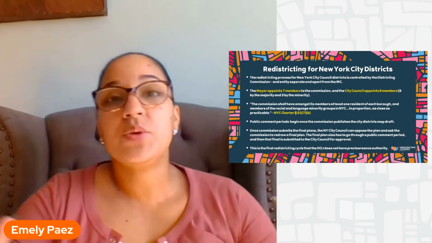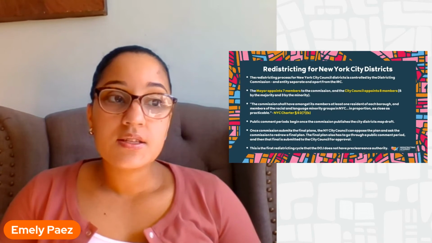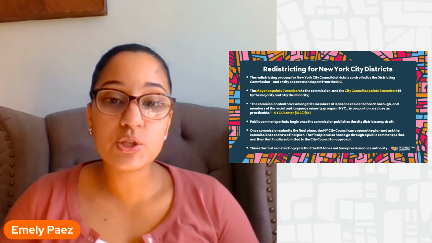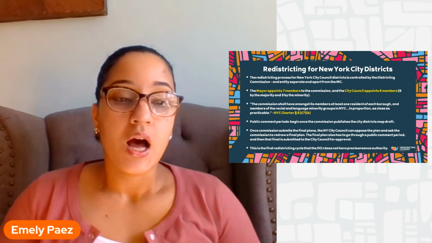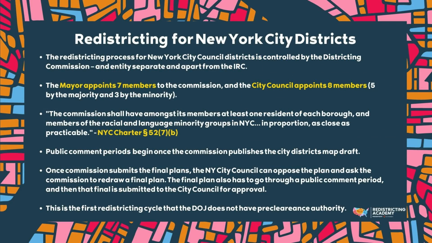As we know, after the process takes place in New York State, this reapportionment and redistricting process trickles down to us on a municipal level, on a local level here in New York City. It means that the Districting Commission also has to go through their process directly here. So the process and how that works here in the city of New York, which is one of the biggest cities in the state: the mayor appoints 7 members to the commission, and the city council appoints 8 members, 5 by the majority and 3 by the minority.